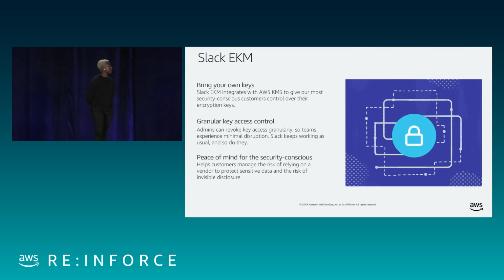So the solution is that we now allow customers to bring their own keys into Slack. This allows them to control the keys that are used to encrypt and decrypt their data. We also allow granular control over those keys. So in the case that they need to revoke access, they can do it not just for their entire org, but for a set of channels, a set of messages, a particular hour.